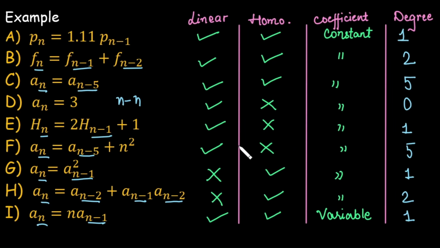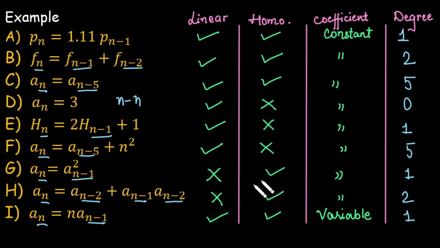So from here we can call it a linear recurrence relation, homogeneous with constant coefficient having degree 1. Like in the D part, we can say that linear non-homogeneous with constant coefficient with degree 0. Whereas in the I part, we can say that linear homogeneous recurrence relation with variable coefficient having degree 1.